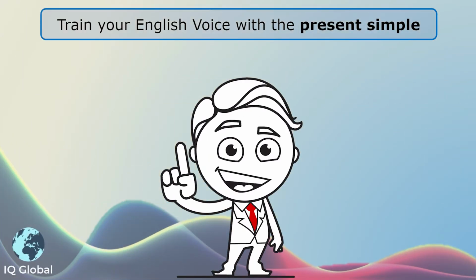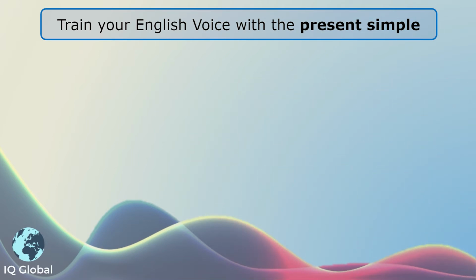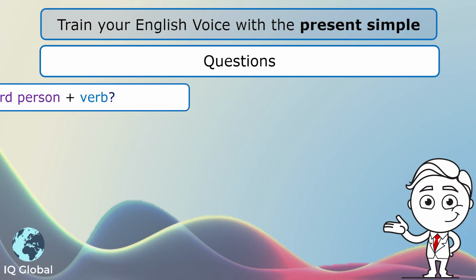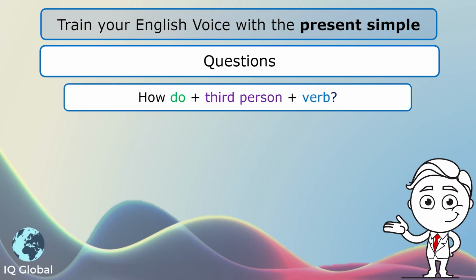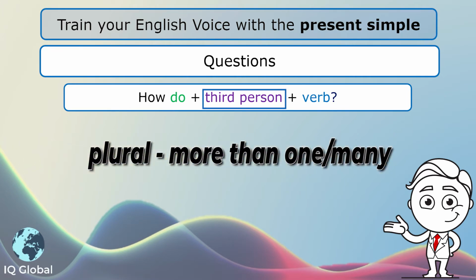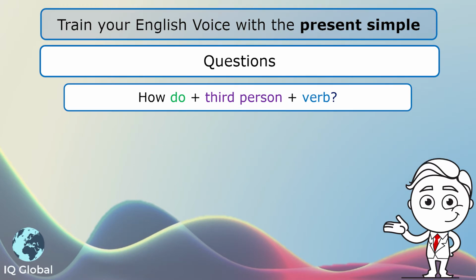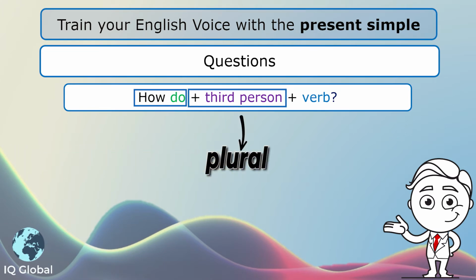Today, we are going to train your English voice with the present simple. We can ask questions in the present simple. Have a look at the sentence rule when the third person is plural. Plural means more than one, many. So the rule is how do plus the third person, plural, plus the verb.